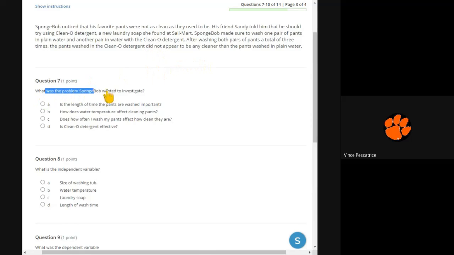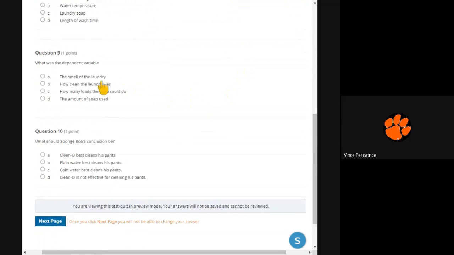So, what was the problem they're trying to investigate? So basically, what is the hypothesis? Independent, dependent, and then what should the conclusion be?